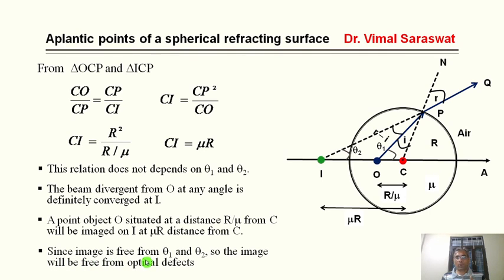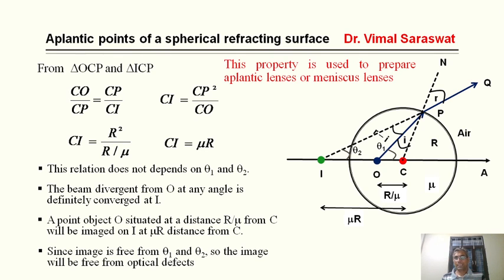Since image is free from θ1 and θ2, so the image will be free from optical defects. Now here image I is free from angle θ1 and θ2 because the position of image from optical center is mu R, and it does not depend on θ1 and θ2. It means the image will be free from any optical defects. And this property is used to prepare Aplanatic lenses or Meniscus lenses.